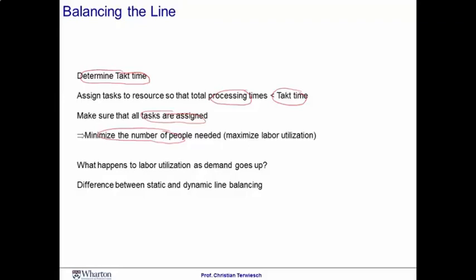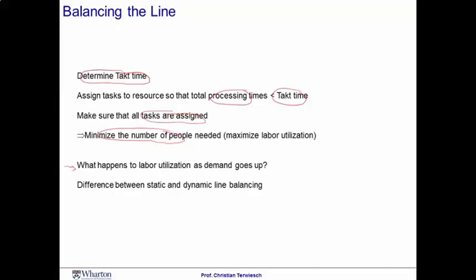Now, I want you to think about the following question. What happens to labor utilization as demand goes up? To see the effect on labor utilization, first ask yourself what happens to takt time as demand goes up. More demand means a shorter takt time. This makes balancing the line harder. To see this, think about the opposite effect.